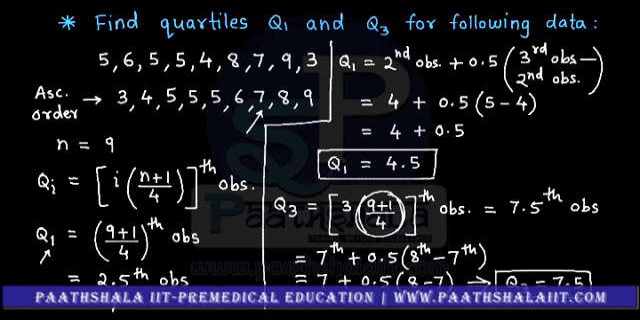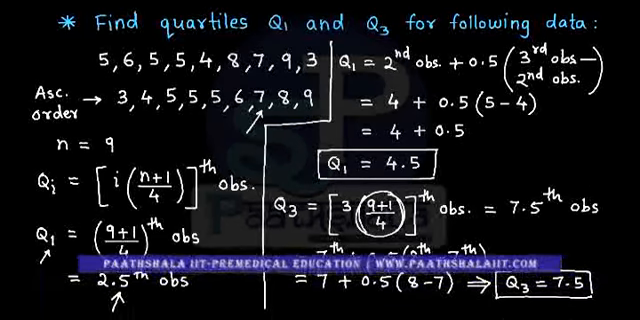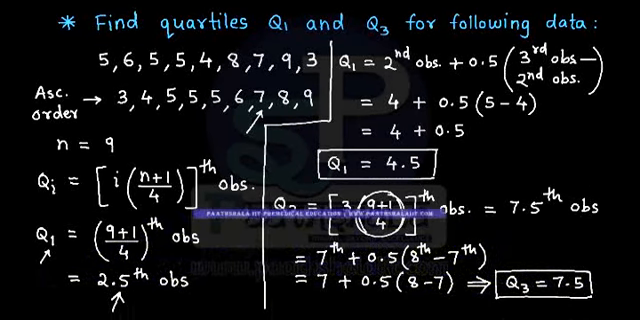This is how we calculate quartiles. And based on the quartiles we define the next measure of dispersion, which is called quartile deviation.